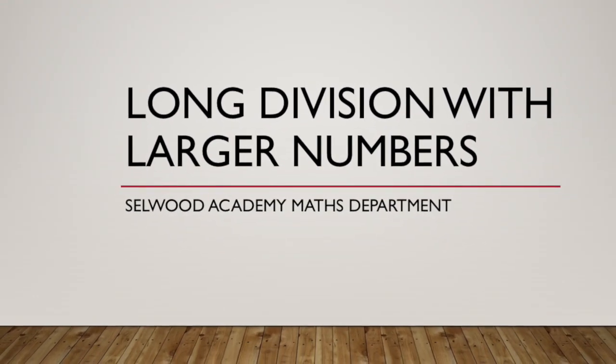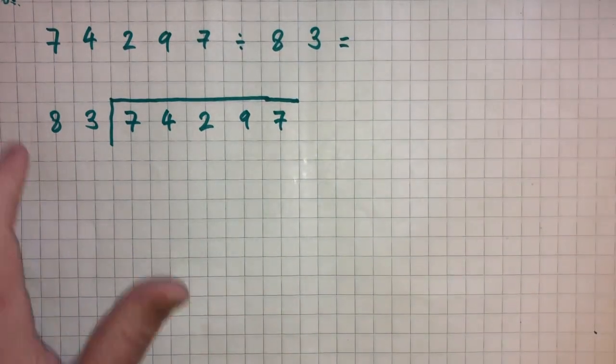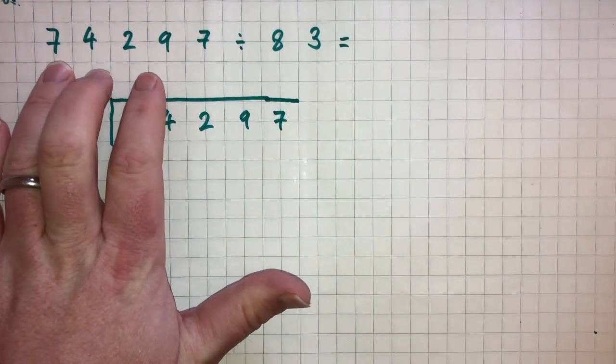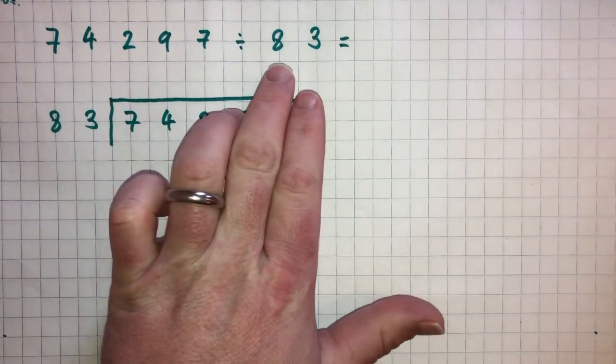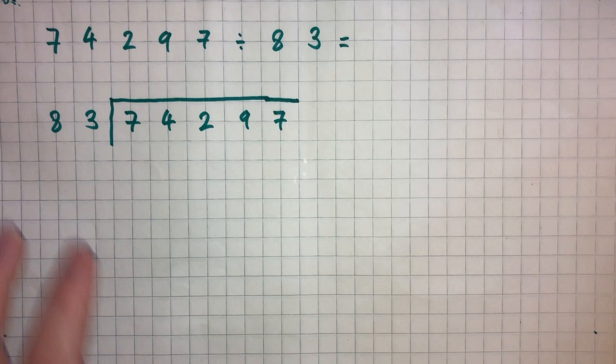Welcome to this video on long division involving larger numbers. So this question can be written in one of two ways. It could be written in the traditional format here where they're just saying 74,297 divided by 83, or it can be given to you in the bus stop method. And we're going to be using the bus stop method to solve this problem the easiest way.